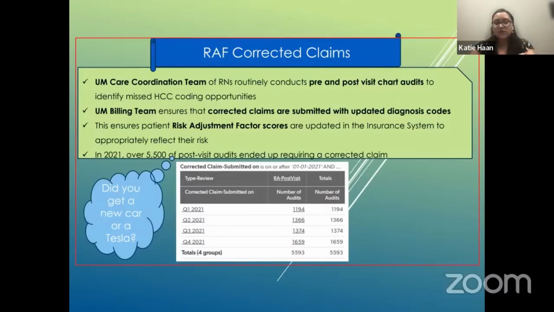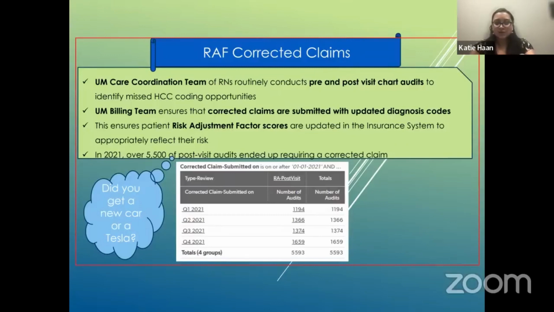So we did say that in 2021, over 5,500 of post-visit audits ended up requiring a corrected claim. So what this is saying is we have a whole team of nurses that are going through these different charts, these different dates of service, and they're looking for the opportunities where maybe a diagnosis wasn't quite coded up to par. Not that it wasn't the right diagnosis, not that it wasn't the correct condition, but really we want to be as accurate as possible.